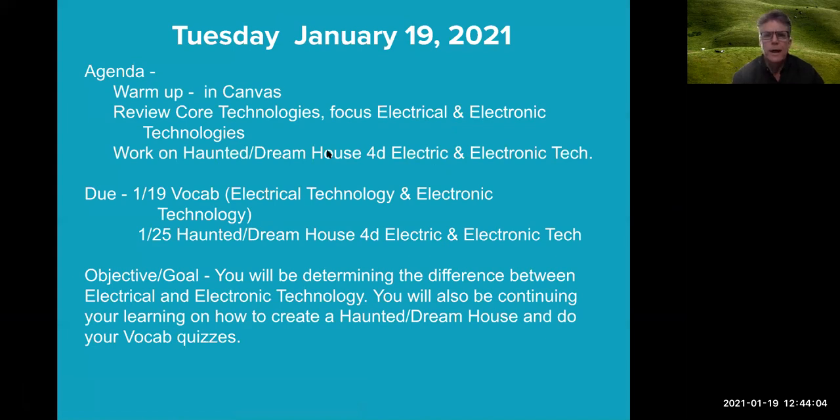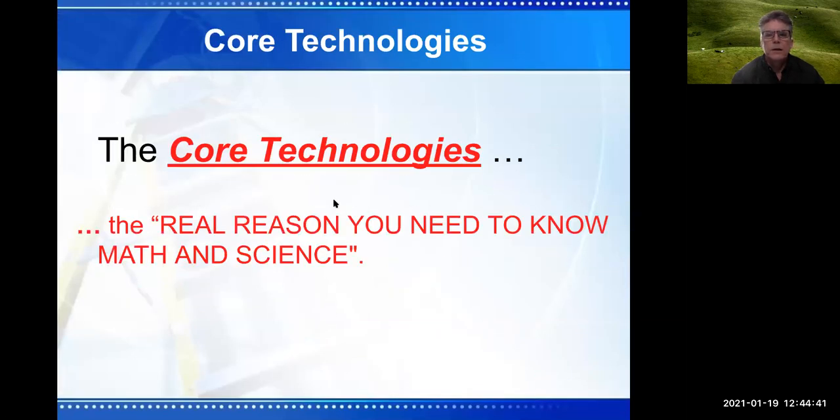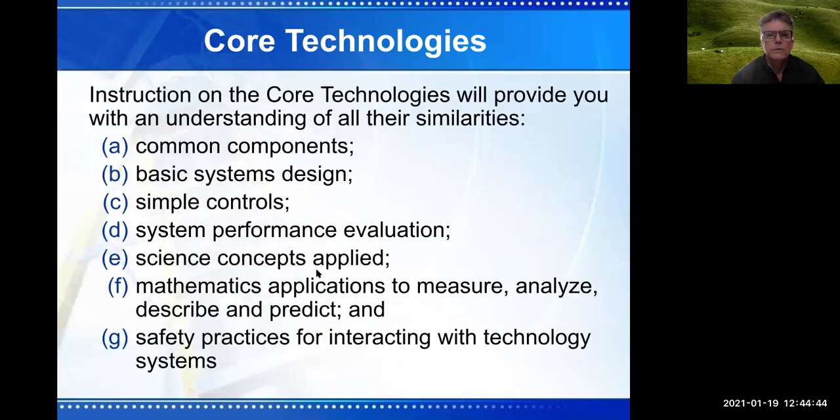Or you can be working on your vocabs, okay? What was due yesterday or today is the vocab for electrical technology and electronic technology. What is due next Tuesday, I believe, is your haunted house, dream house 4D electric and electronic technology. The objective or goal is that you will be determining the difference between electrical and electronic technology. You will also be continuing your learning on how to create a haunted or dream house and do your vocab quizzes. Okay. I am breezing through here to get down to our fabulous core technologies.